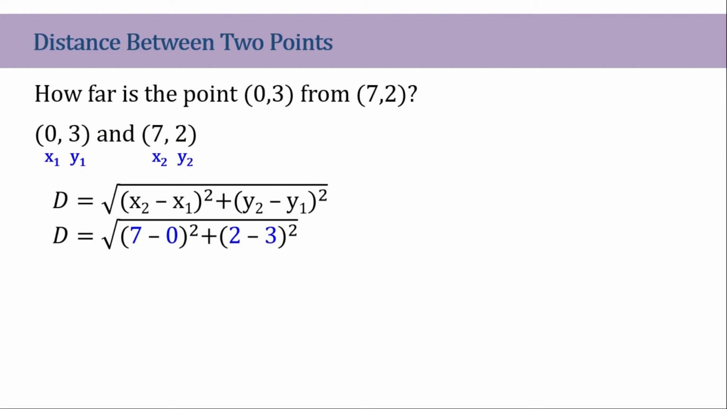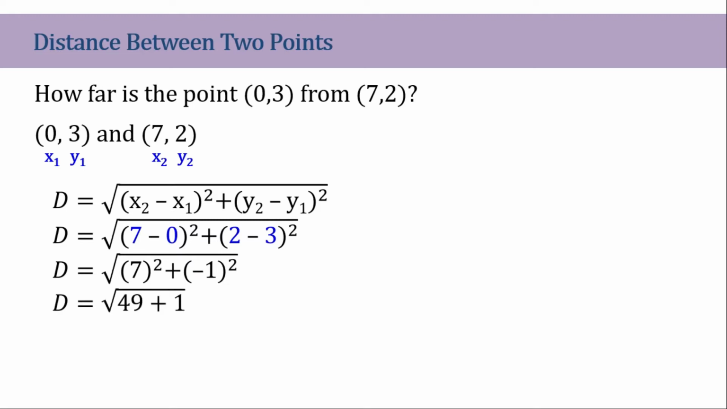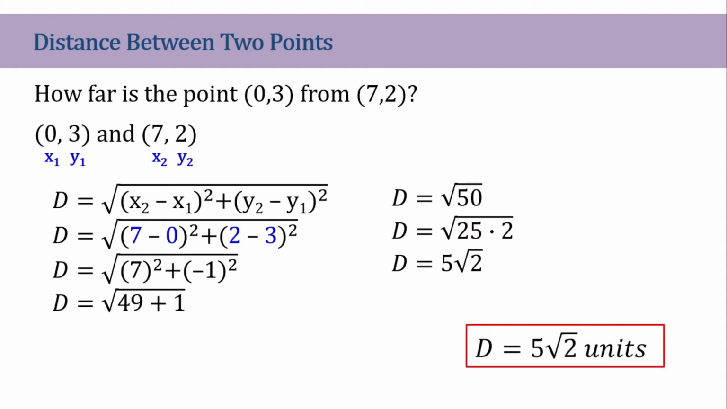So let's simplify it further. 7 minus 0 is 7. And 2 minus 3 is negative 1. 7 squared is 49. And negative 1 squared is 1. So 49 plus 1 is the square root of 50. Now let's simplify the square root of 50 by factoring it into something that has a perfect square, and that is 25. Now the square root of 25 is 5, so that's why we simplify it further. So the distance is 5 square root of 2 units.